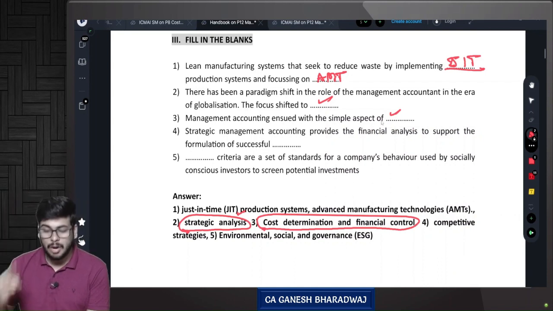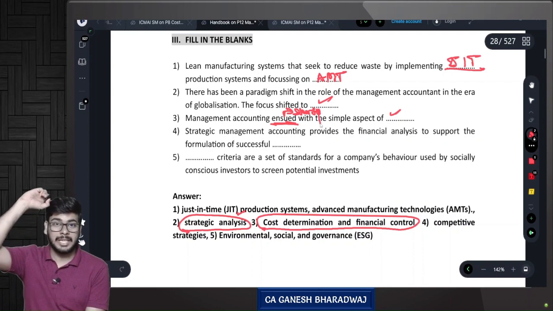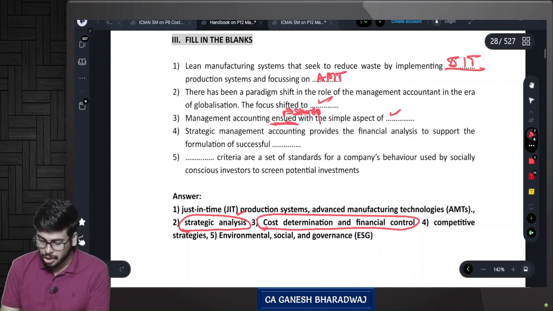In phase 1, what was the basic objective? It ensued, meaning it started. It started with what? In phase 1, that is stage 1, it started with cost determination and financial control. You just need to write that.